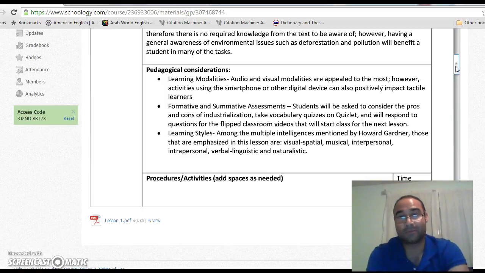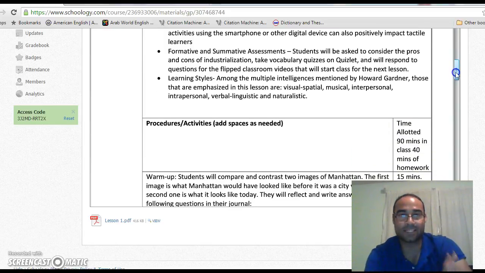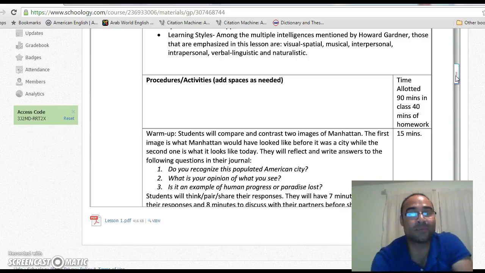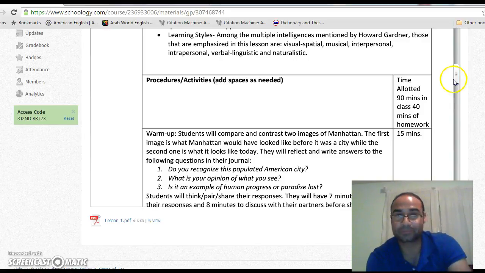Learning styles, among the multiple intelligences mentioned by Howard Gardner, those that are emphasized in this lesson are visual spatial, musical, interpersonal, and intrapersonal, as well as verbal, linguistic, and naturalistic. So let's look at the procedures and activities. The time allotted for this lesson is 90 minutes. I taught a double period, and then 40 minutes is suggested for the amount of homework that is given.